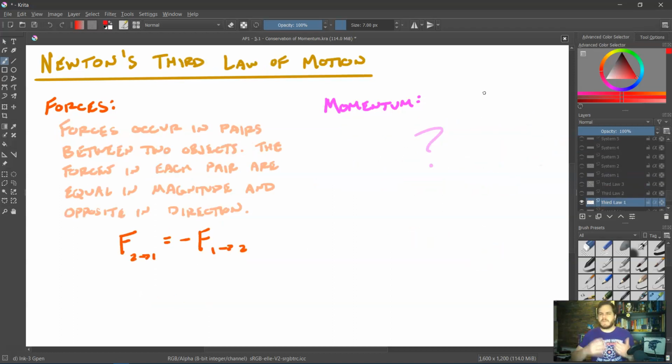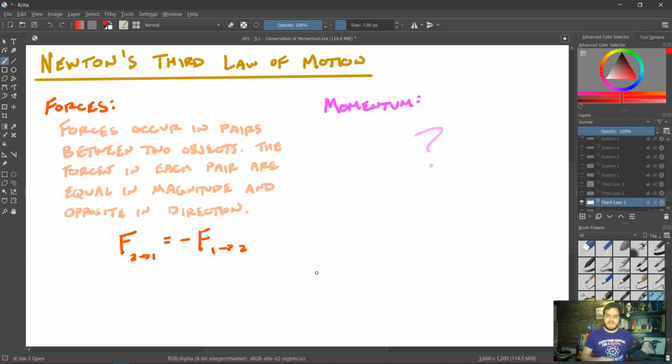But what about Newton's third law of motion? Can we redefine it in terms of momentum too? Well, let's go back a step. What is Newton's third law of motion? It tells us that forces between objects occur in pairs, and that the forces in each pair are equal in magnitude, opposite in direction, and occur simultaneously. So if we look here, the force of object 2 on object 1 will be equal to minus the force of object 1 on object 2.